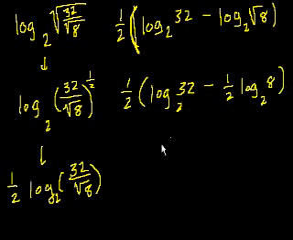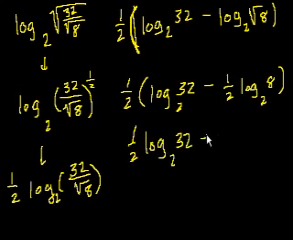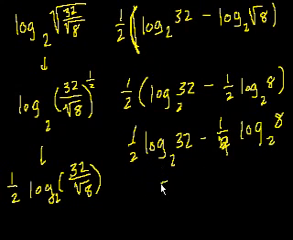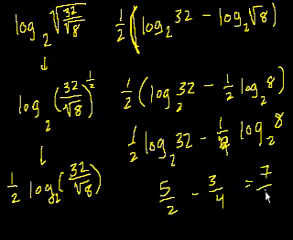And then if we want, we can distribute this original 1/2, and this equals 1/2 log base 2 of 32 minus, because we have to distribute that 1/2, 1/4 log base 2 of 8. This is 5/2 minus, this is 3 times 1/4, 3/4, or 10/4 minus 3/4, which is equal to 7/4. I probably made some arithmetic errors, but you get the point. See you soon.